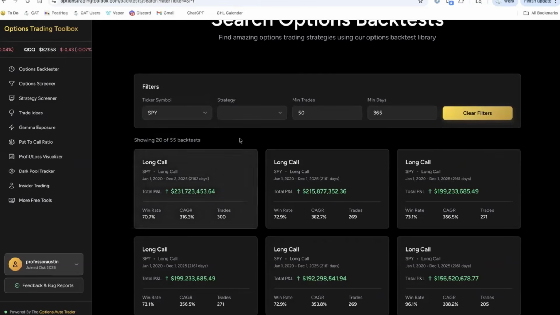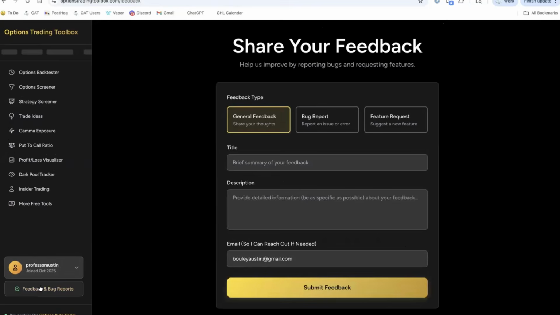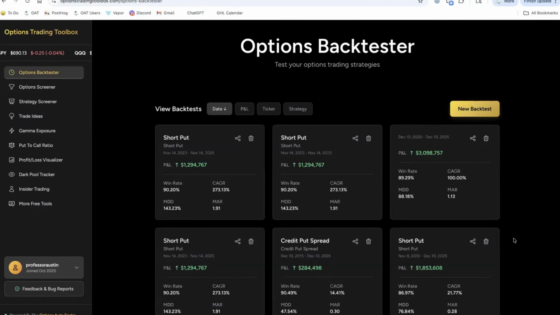If there are issues or any feature requests, guys, once you're logged in, you should see this button, feedback and bug reports. And you can choose either general feedback, bug report, or feature request, all that there. And that comes straight to me. Okay, let's go to the next question.